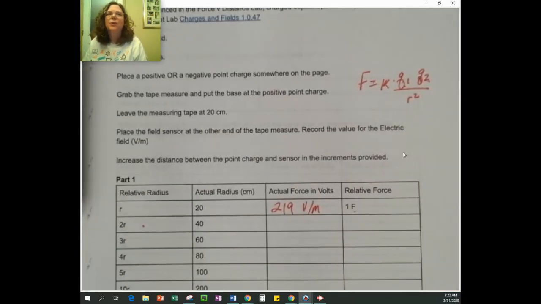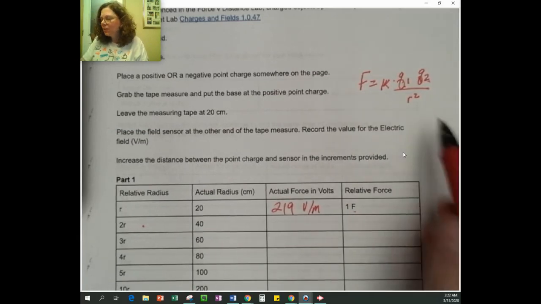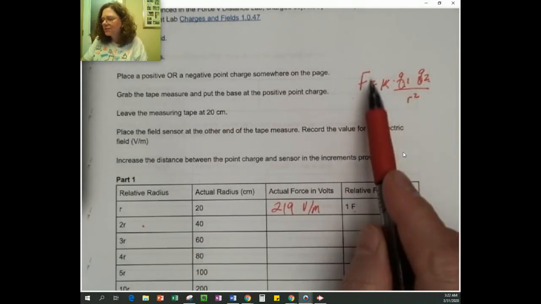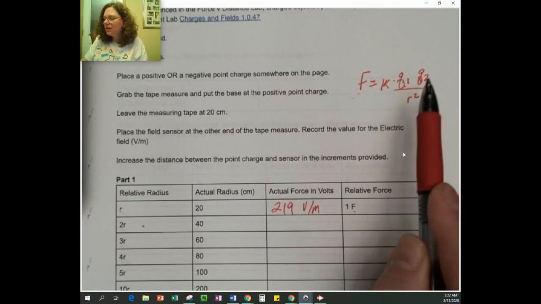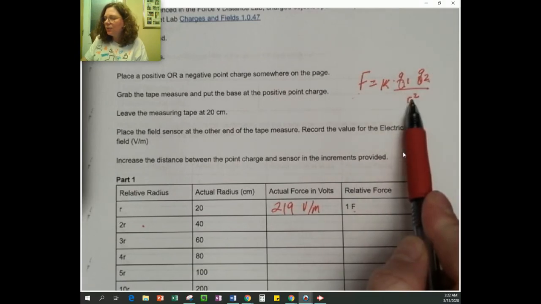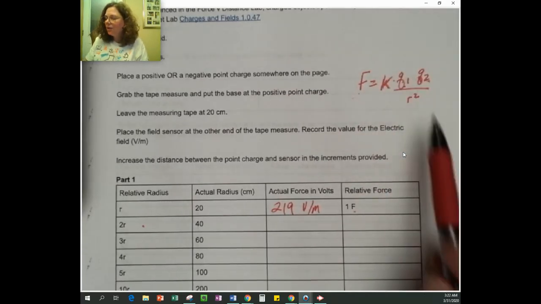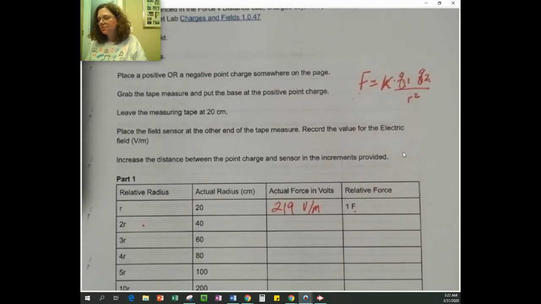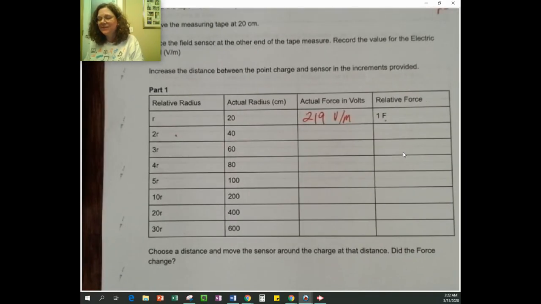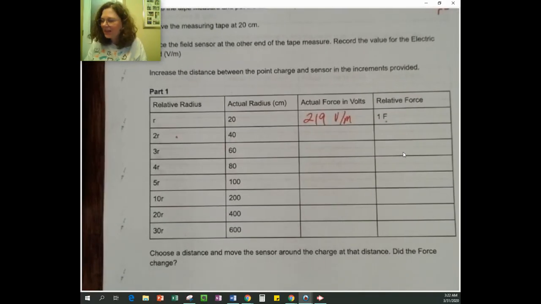And then radius squared. So what we're doing is we're looking at the force, that's what our sensor is measuring, and we are changing this radius. Those of you who are mathies will know what's going to happen when we change this radius, but for the rest of us, let's just go ahead and do it.